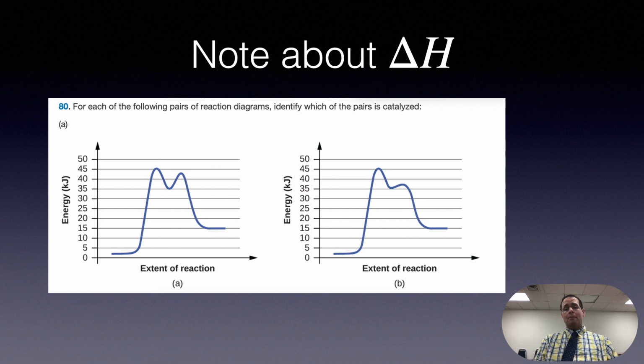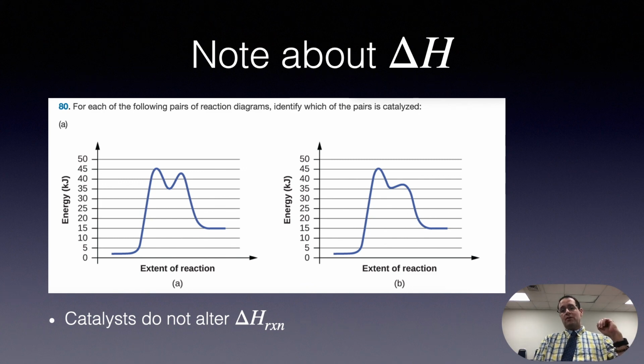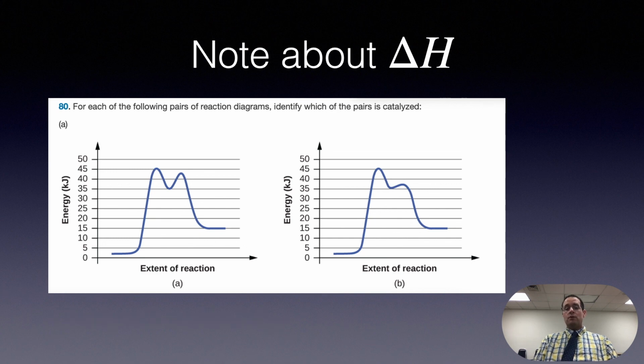Now, I want to make a note about calculating the heats of reaction from these reaction coordinate diagrams. The thing to remember is that catalysts do not alter the delta H of a chemical reaction, because you're going from the same reactant to the same product in either case, and so the heat of reaction is just defined based on the relative energies of the products and reactants. So what you want to do is locate your products and draw a line, okay? And then you want to take the difference of products minus reactants. It's always the energy of the products minus the energy of the reactants to get the delta H.